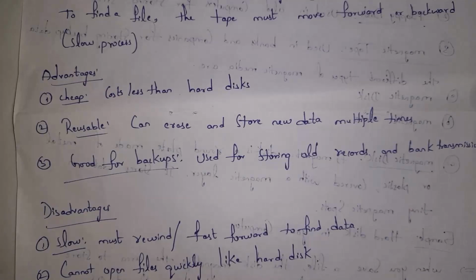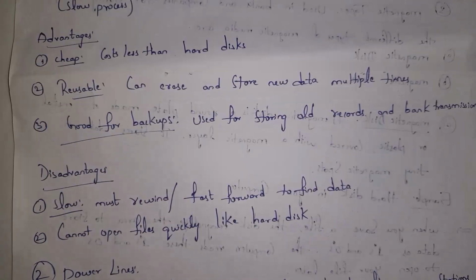And these are the disadvantages. And the first one is slow. Guys, if you want to find data, you need to forward or rewind the tape in order to find data. So it is slow. And the second disadvantage is that it cannot open files quickly when compared to a hard disk. These are the disadvantages of magnetic tape.